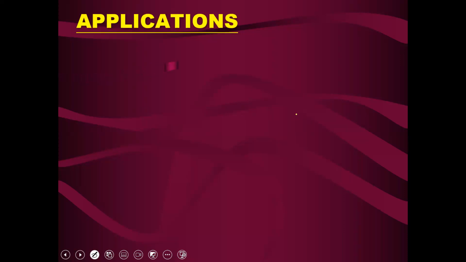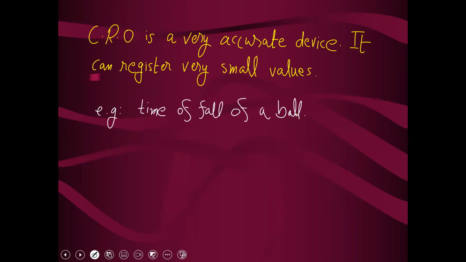Now, give a side heading, applications. There are some important applications. CRO is a very accurate device. It can register very small values. CRO is famous for its digital nature. What's a digital nature? A digital nature is the extreme level of sensitivity.